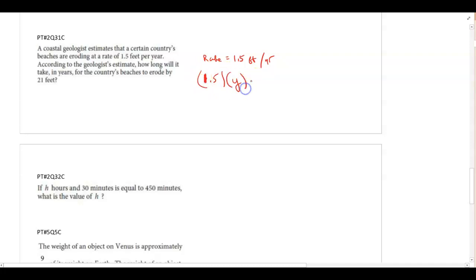times the number of years. When I multiply 1.5 by the number of years, it has to be 21 feet. Well, if I go to solve for the number of years, just divide by 1.5, and 21 divided by 1.5 will give you y equals 14 years. So it would just be 14.